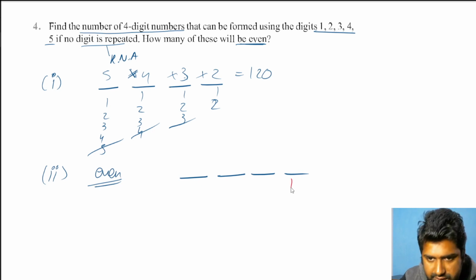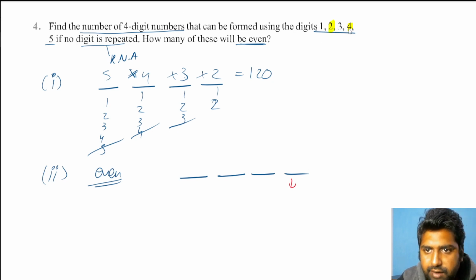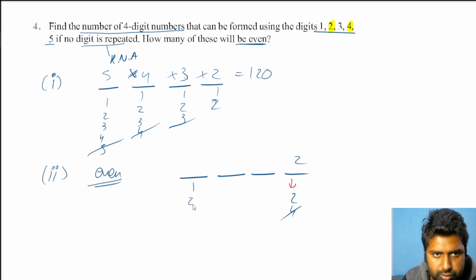So we'll start with this position first of all to make them even. For even, only 2 and 4: if those two numbers come at this position, then only the number will be even. So how many options? 2. Out of this, any one will be used. Let's say 4 was used. Now start with the normal filling of options: 1, 2, 3, 5, 4 is already used. So 4 options for this, then 3 options, then 2 options. So 4 3s are 12, 24, 48.